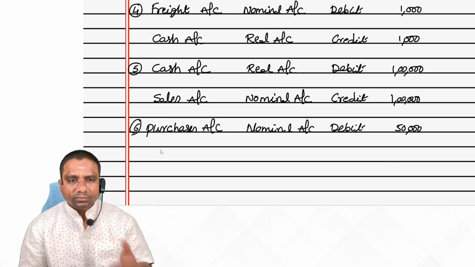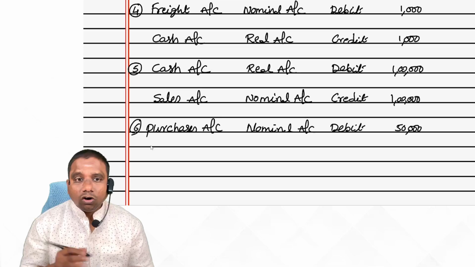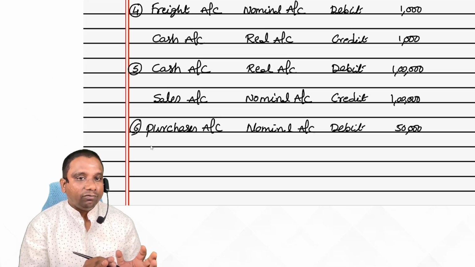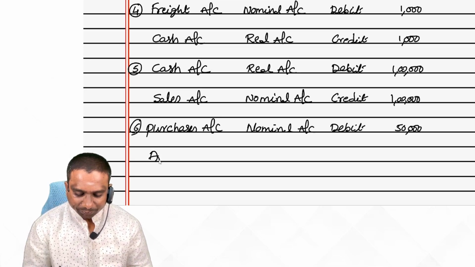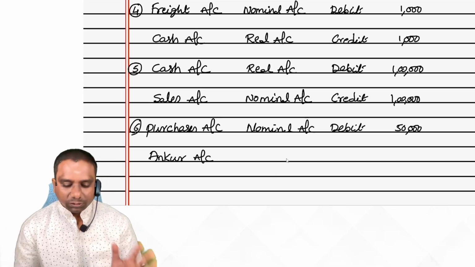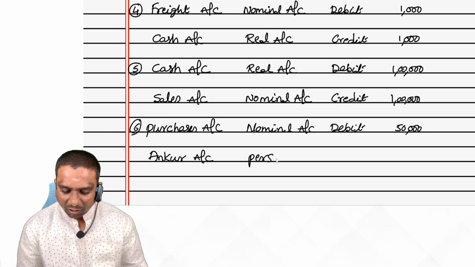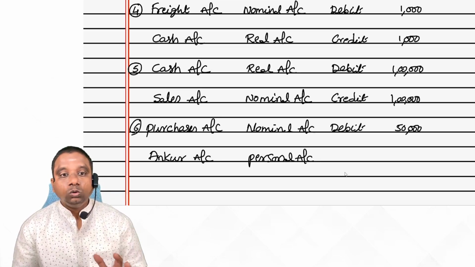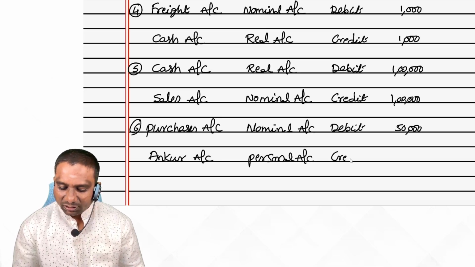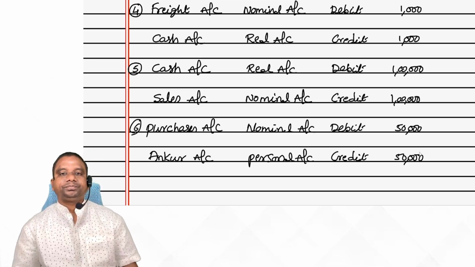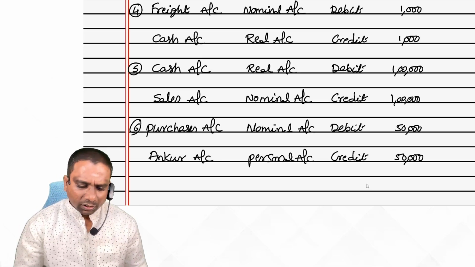Next one, giving aspect. We are not giving anything at present. Then who is the giver? Who is the giver of benefit to the business? Ankur. So we create Ankur account. Ankur is a person, so personal account. Personal account rule: debit the receiver, credit the giver. Here Ankur is the giver, so his account is simply credit. How much? Same 50,000. Yes or no, students? Next one.